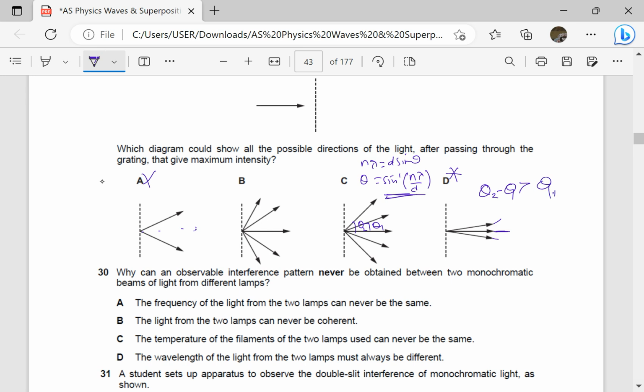Yet here it is showing that theta 2 minus theta 1, which is this angle here, is less than theta 1, which is practically not possible. In fact, theta 3 minus theta 2 should also be greater than theta 2 minus theta 1. Therefore, this angle goes on becoming bigger and bigger. Therefore, the answer is going to be C rather than this one, because this one is showing that the angle is becoming smaller. Okay, so that is going to be C.